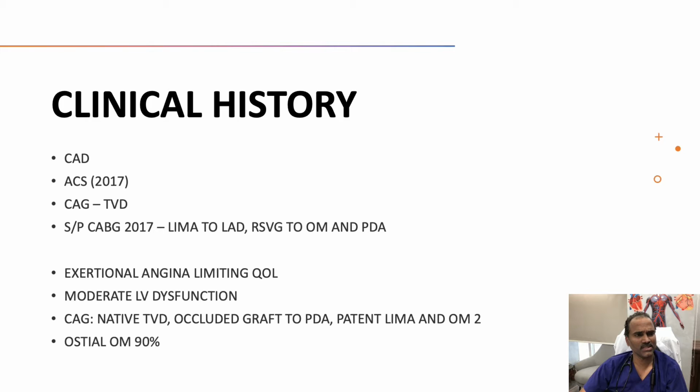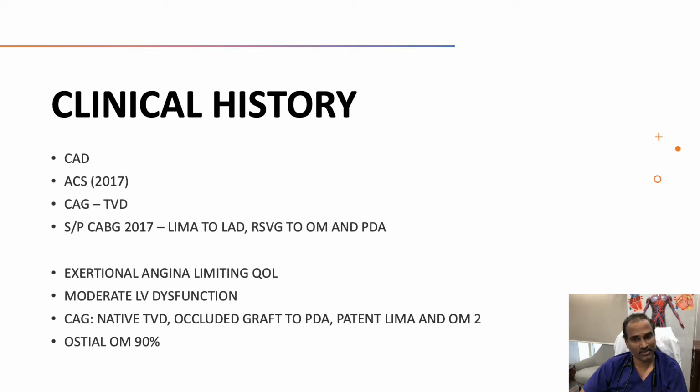So my patient is a 74-year-old with coronary artery disease with acute coronary syndrome, who underwent bypass surgery for triple vessel disease in 2017. Had LIMA to LAD, RSVG to OM and PDA. But in the last 6 months the patient had significant exertional angina which is limiting quality of life. Evaluation showed moderate LV dysfunction and coronary artery disease.